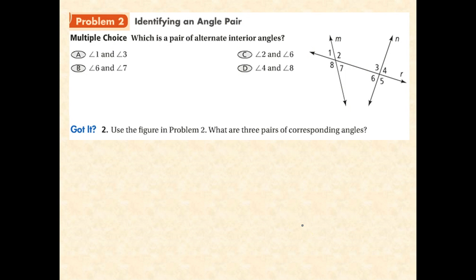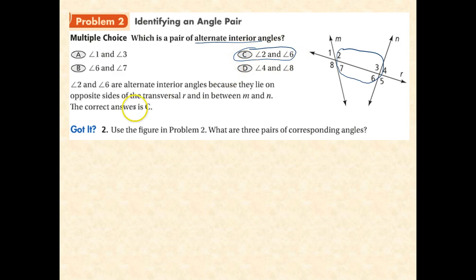Alright, let's identify some angle pairs. Which is a pair of alternate interior angles? So we want interior angles. So these are our interior angles. And alternate. So 2 and 6 are alternate, 3 and 7 are alternate. So bada boom, bada bing, and there's an explanation.